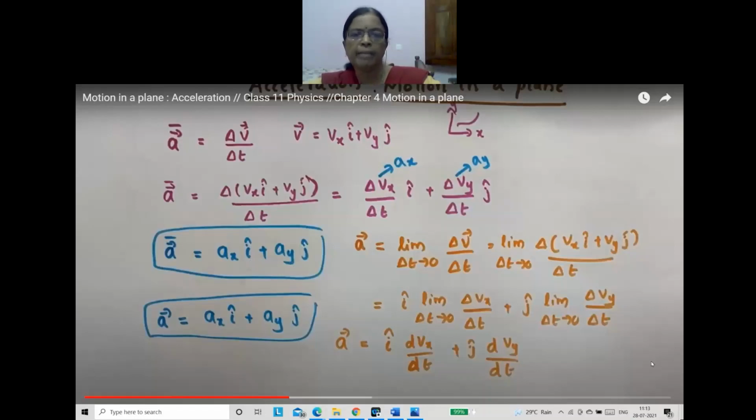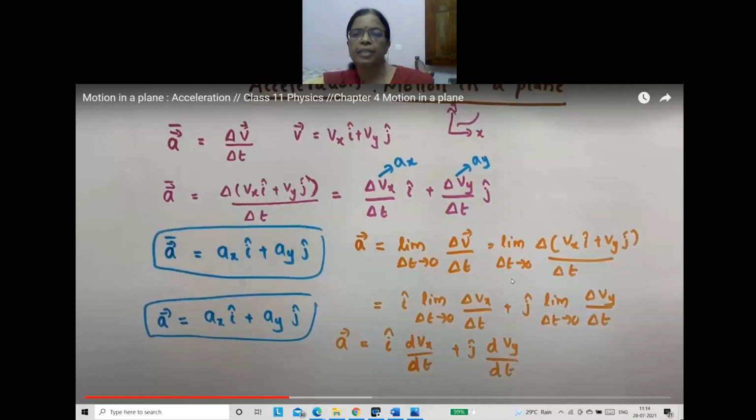Next step is to find the limiting value. When we give the limit to the average acceleration, we get the instantaneous acceleration. So what is instantaneous acceleration? Limit delta t tends to 0, delta V by delta t. This we have studied in one-dimensional motion in a straight line. This equation we already studied. So what change do you have to make here? In the place of vector V, you have to write the component form, Vx i cap plus Vy j cap.